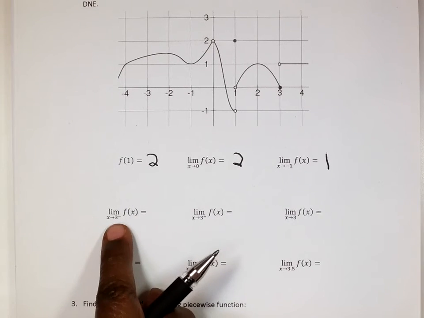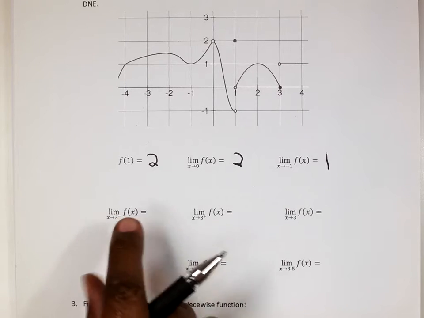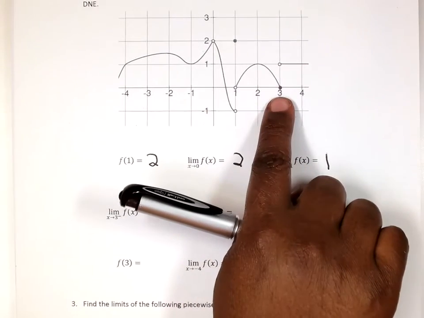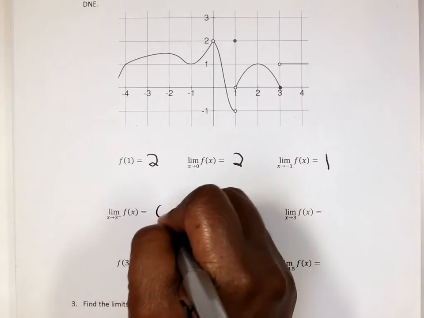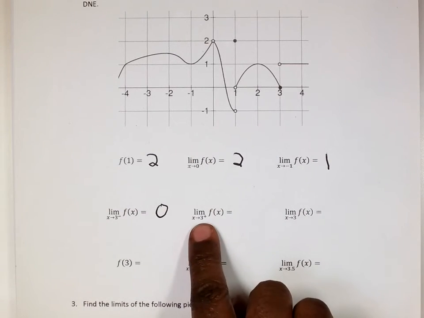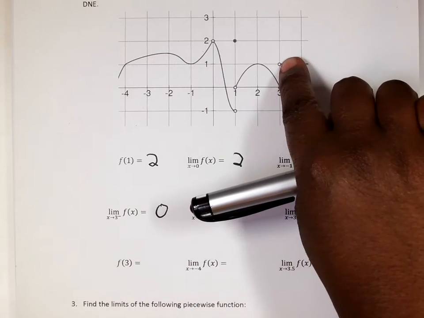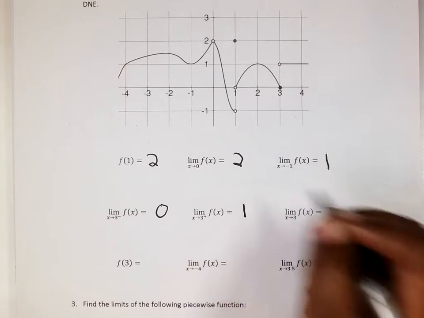Limit as x approaches 3 from the negative direction, or from the left. So remember that negative superscript means from the left. So I want to get closer and closer to 3 from the left. It's going towards 0. Limit as x approaches 3 from the right. So here I'm going to put my finger on the function and get closer and closer to 3. Well, that value is going towards 1.